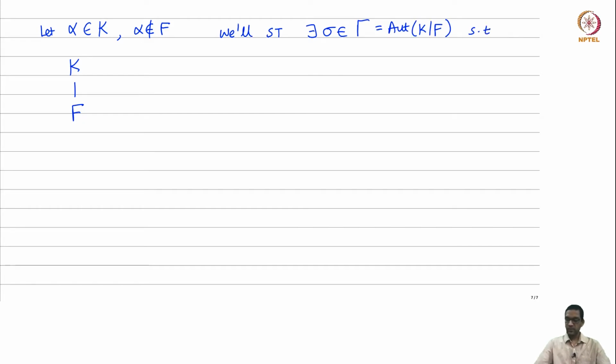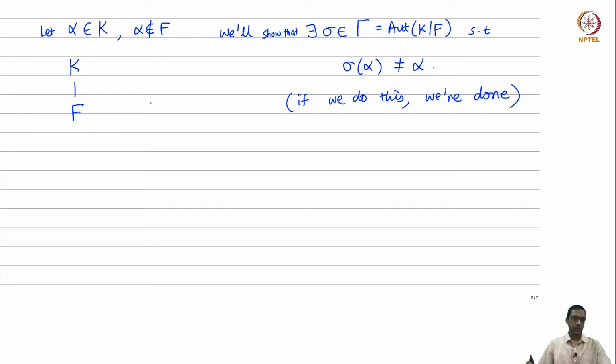such that there exists an automorphism which maps alpha to something other than alpha. Okay, if we show this, then we are done. We would have proved what we want to prove, because this will tell you that alpha cannot be in the fixed field. At least one automorphism does not fix alpha. So this is all we need to prove. So how should we try and construct such an automorphism?